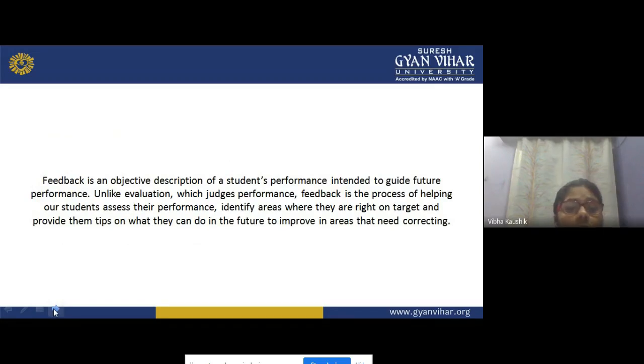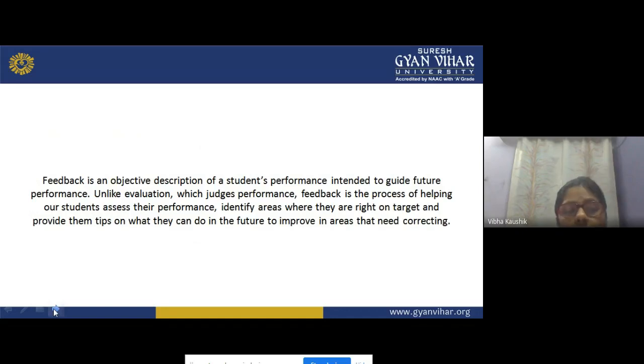Now, the next concept which we are going to discuss today is feedback. Feedback is an objective description of a student's performance. It is an objective, not a subjective, description, meaning there is no bias on student performance. Instead, it will work to guide future performance, how to perform in future.